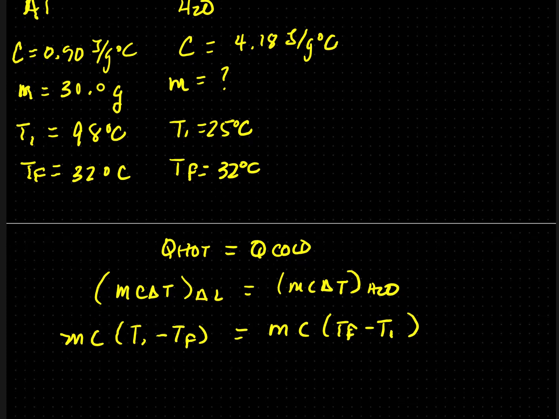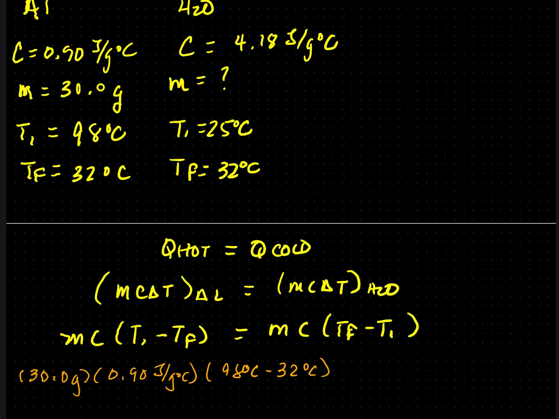Now I'm going to plug in. I'm just leaving the equation as is. If you want to solve for M, that is fine. So the mass is 30 grams. C is given as 0.90 joules per gram degrees Celsius. The initial temperature is 98 degrees Celsius minus the final, which is 32 degrees Celsius. This is equal to the mass, which we are looking for. My C is 4.18 joules per gram degrees Celsius. My T final is 32 degrees Celsius minus 25 degrees Celsius as my initial temperature.